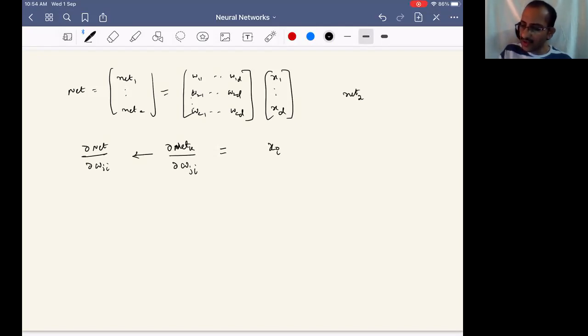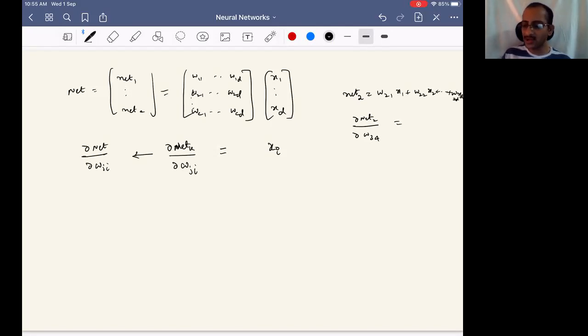See, net_2, if I write, for example, w_21 x_1 plus w_22 x_2, and so on, I may have up to w_2D x_D. This I have, right? Now what I want to do is find ∂net_2/∂w_34. Assume that. This is what I want to find. What do you think is the answer now?